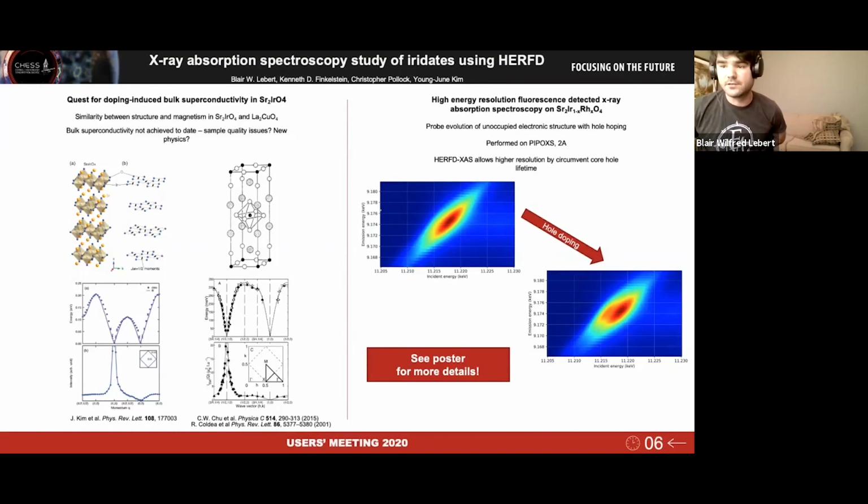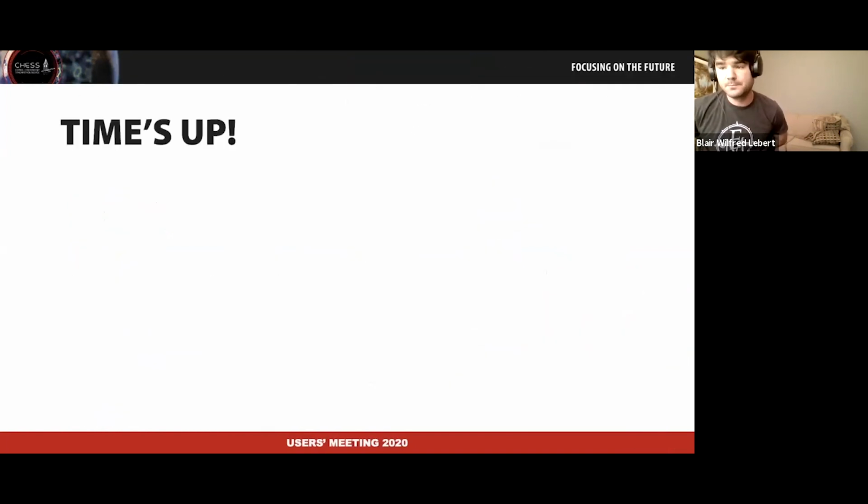However, if we look at a single emission energy, we can reduce this effect and achieve finer detail, such as you see here for two different rhodium doping levels.